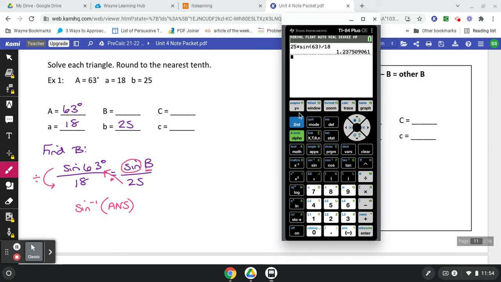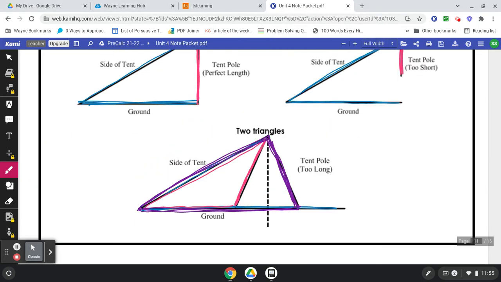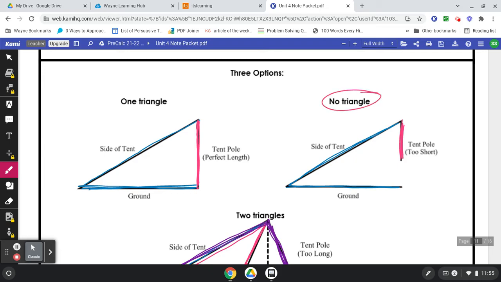And again, instead of having to type it all in, second sine. And then we want to copy this over. So I'm going to hit second. And then right here on the negative sign, you see this ANS. That's going to copy down that 1.237509061 for us. A copy paste. And then hit enter. If you get an error, that means that you have no triangle. So that means you have the second case right here, no triangle. You won't be able to get an answer.